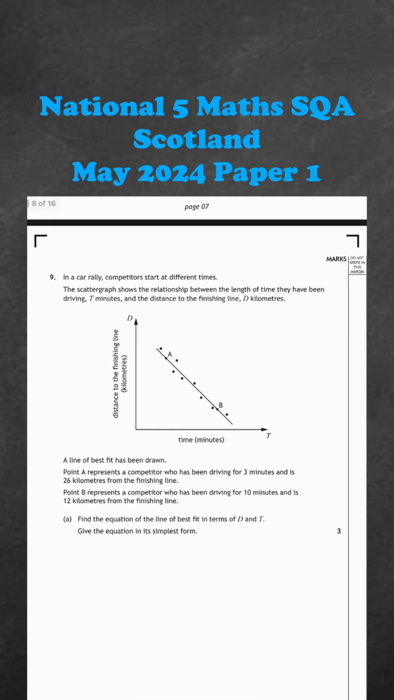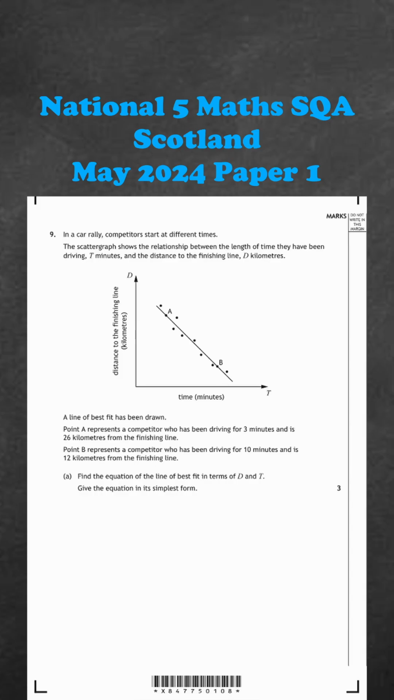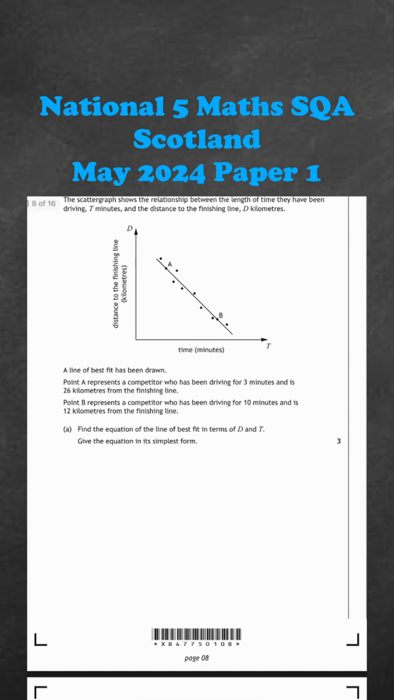Question number 9. In a car rally, competitors start at different times. The scatter graph shows the relationship between the length of time they have been driving, t minutes, and the distance to the finishing line, d kilometers. A line of best fit has been drawn. Point A represents a competitor who has been driving for 3 minutes and is 26 kilometers from the finish line. So if I just put this on here, they've been driving for t minutes, so 3, and they are 26 kilometers from the finish line.